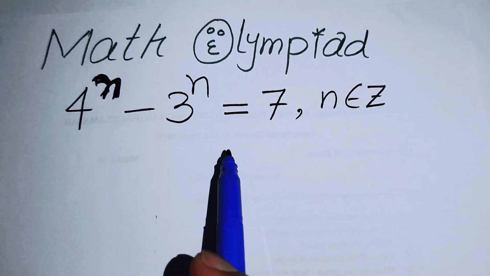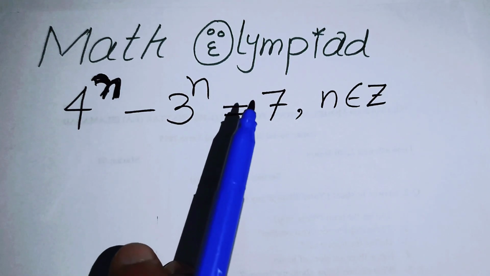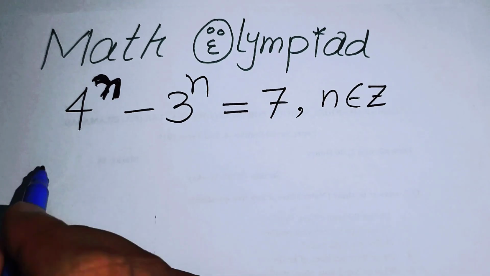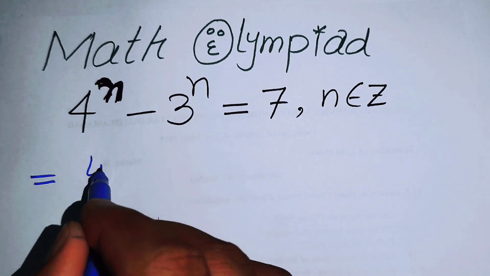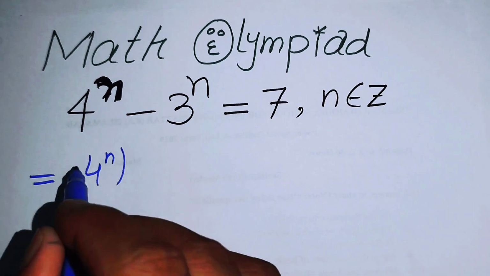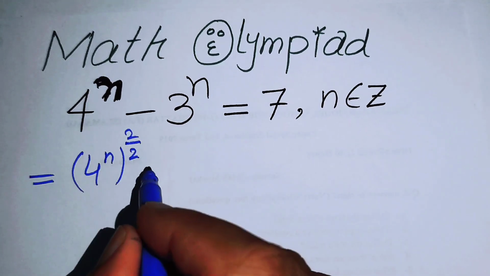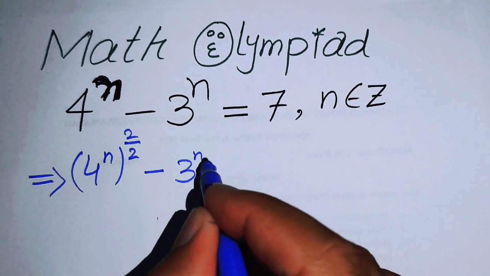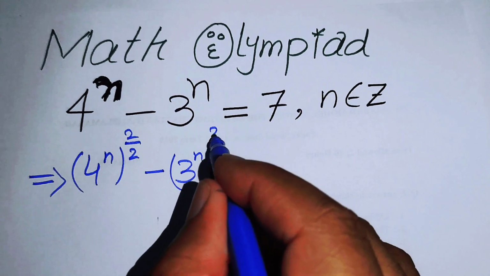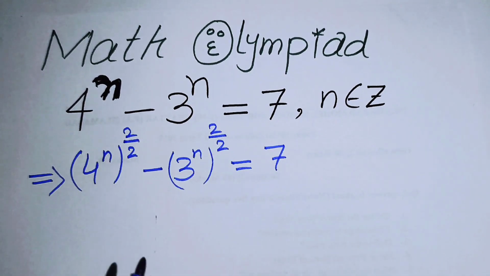So the very first thing we are going to do is rewrite this equation. Here you have 4 to the power of n. First I can multiply and divide its power by 2. Similarly, here I can multiply and divide its power, or exponent, by 2, and the whole is equal to 7.